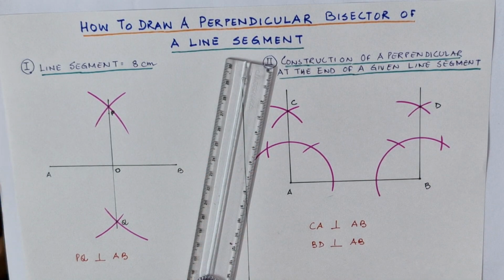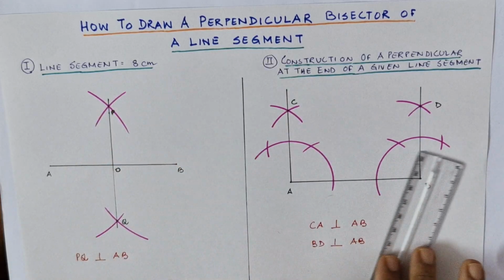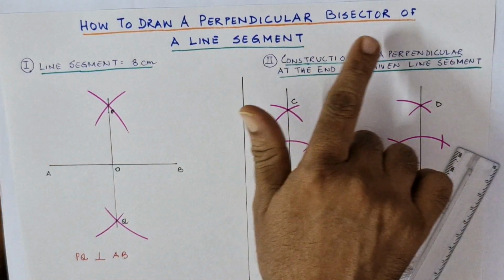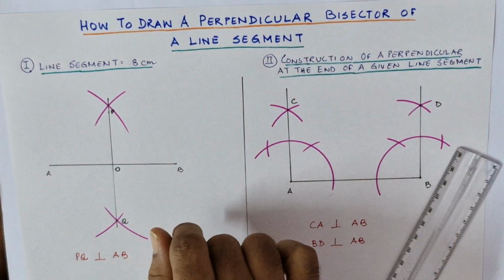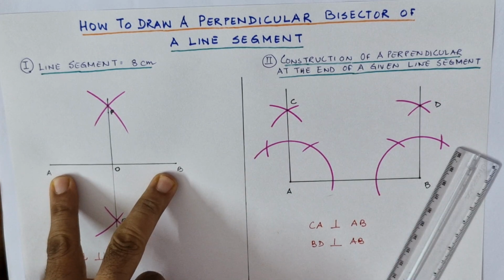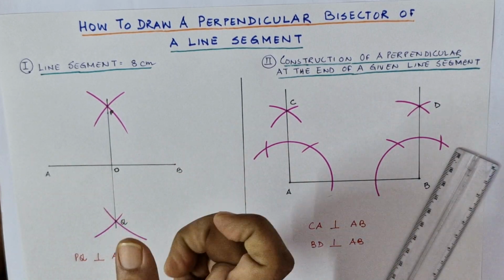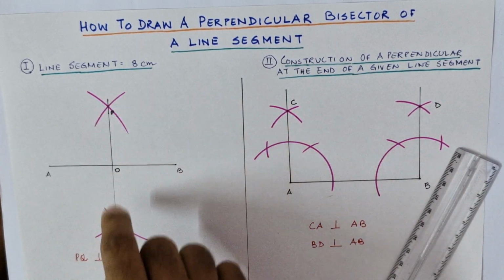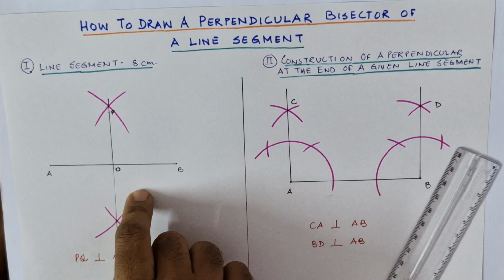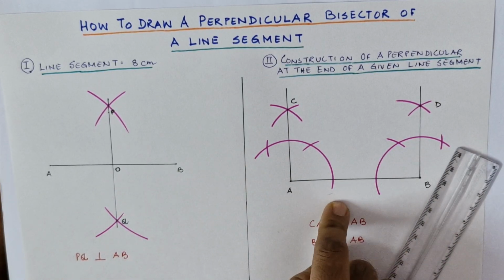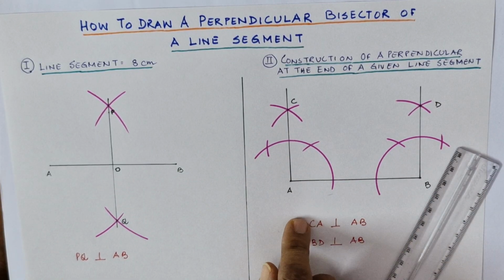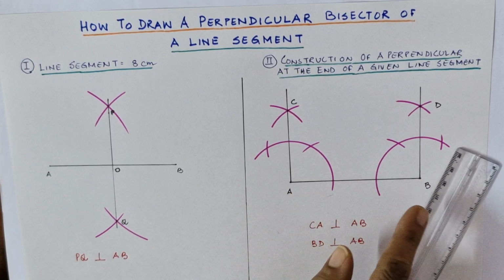So these are the two things. First of all, I have shown you how to draw a perpendicular bisector of a line segment. The line segment is of finite length, so you'll be given a line segment of finite length and you have to draw a perpendicular bisector. It is very easy, right? And I have also shown you the construction of a perpendicular at the end of a given line segment.